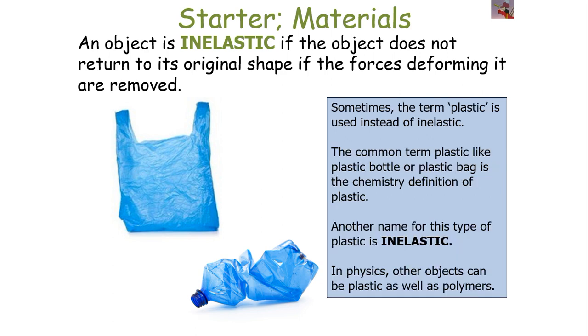Now, another name for this type of material is a plastic. Now, we tend to stay away from this term in physics because the more common use of the word plastic, like plastic bottle, plastic bag, is more about the chemistry definition of a plastic. Now, in physics, objects other than polymers can also act plastically, but we like to use the term inelastic.